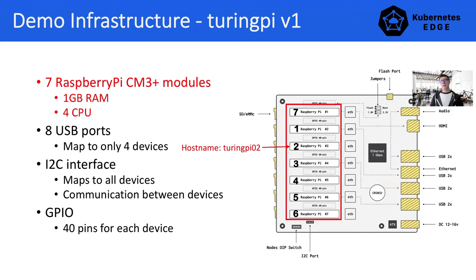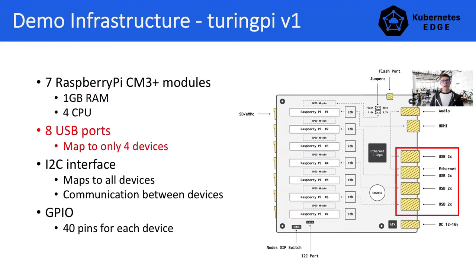Additionally, this is not terribly relevant to the demo, but I'm sure somebody's gonna notice. The node numbers and the host names don't match up with the device numbers in the diagram. So here you can see that the host name Turing Pi 02 is actually on device slot number 3.